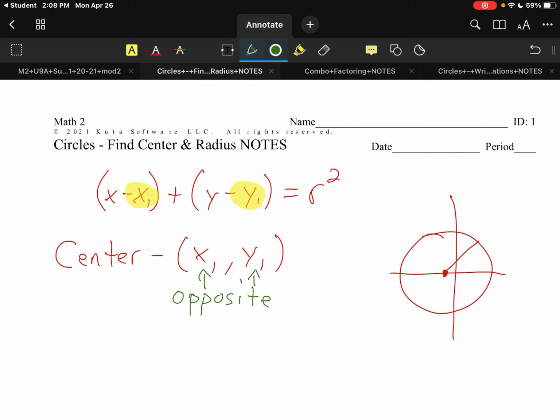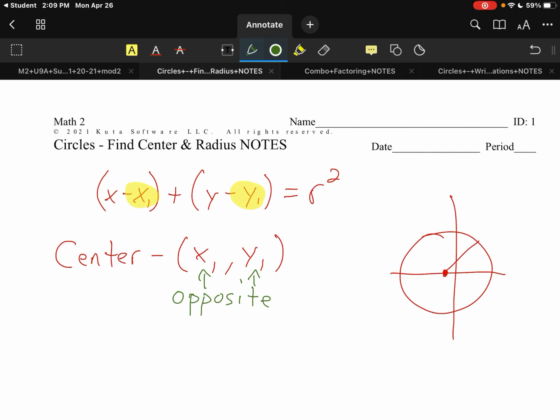All right, so if it's x minus 11 in here, then it's going to be a plus 11 in there, like a positive 11. If it's a y plus 9 in here, it's going to be a minus, like a negative 9 as the center. So the ordered pair is just the opposite of what you see in the equation.